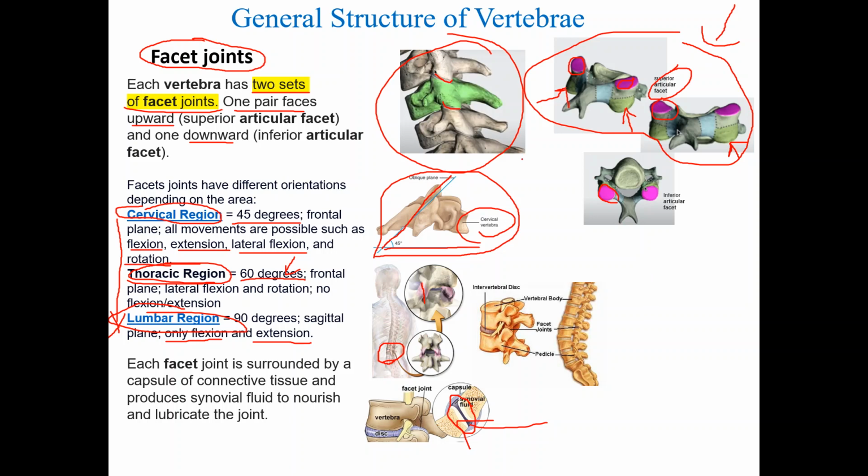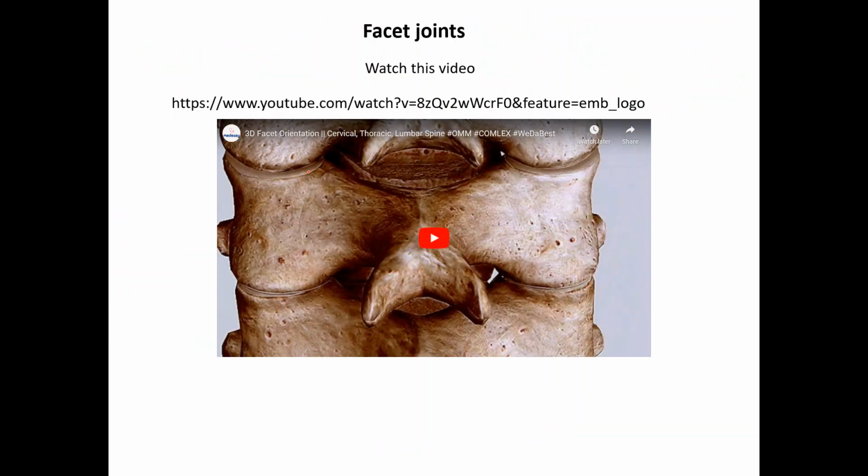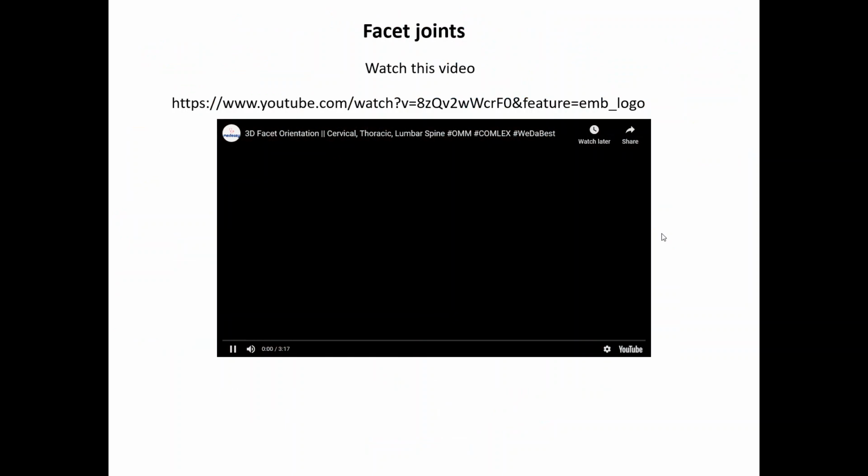Okay, so again, recognizing where the facets are located and the type of angle and the type of movement that is allowed in every region. That's what is important for me to know. Okay, and of course, remember that type of joint there. All right, so now we're going to move on.